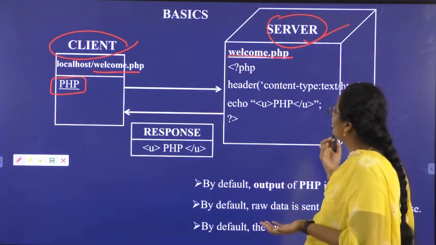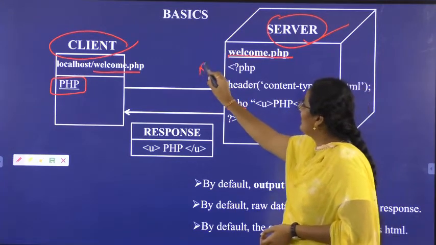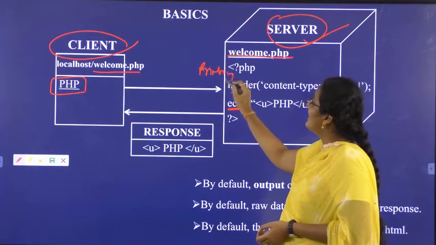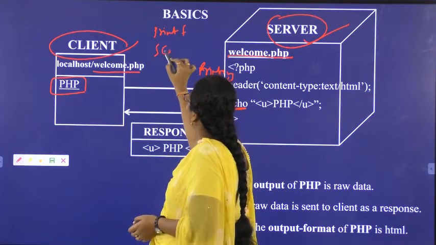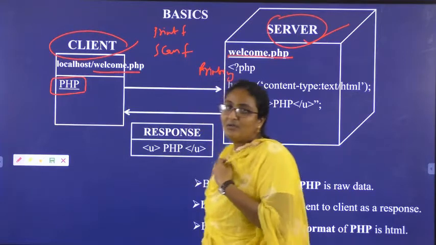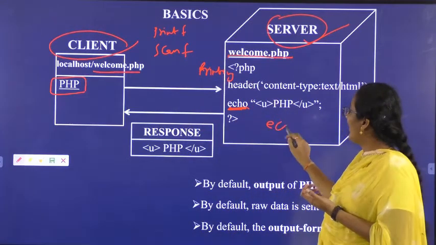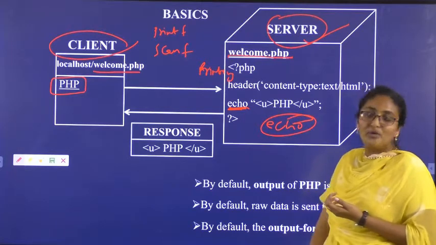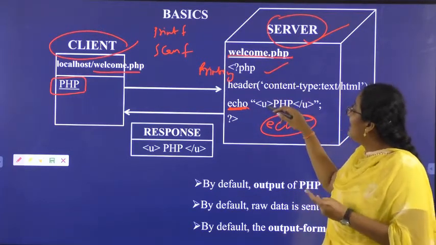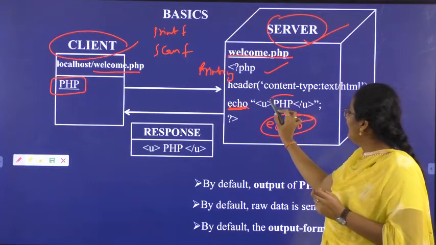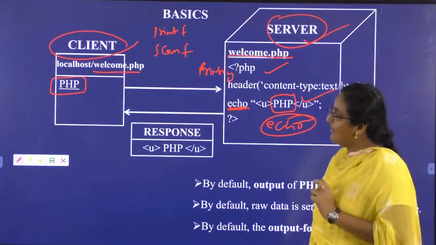What is the content of this welcome.php program? Echo is used for printing. In C language we have printf and scanf, right? How are printf and scanf used in C language? In PHP language we will use the echo word for printing the output. So if you see here, I have opened the PHP tag. The content of the program is printing the PHP. So this main program is running in the server machine.